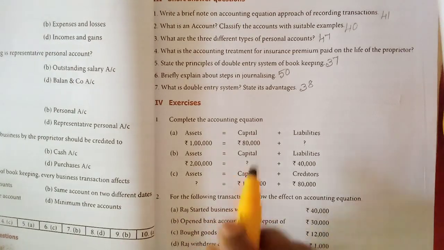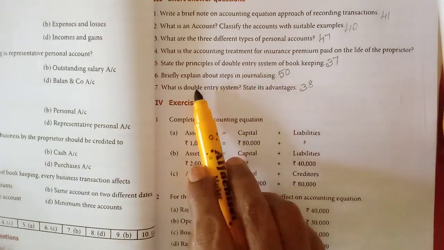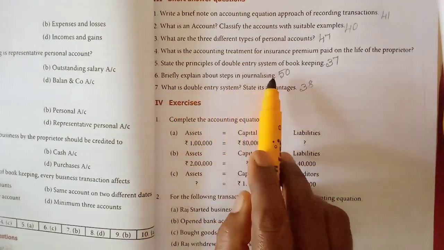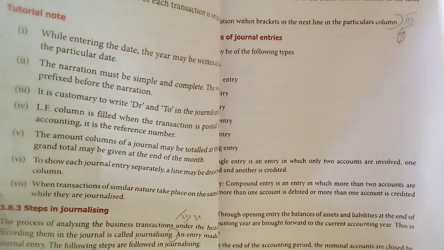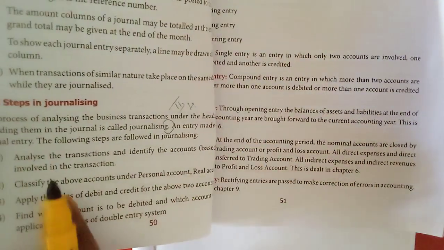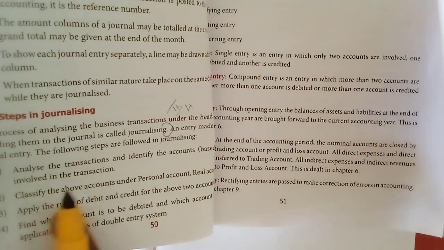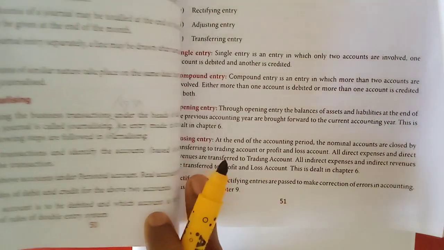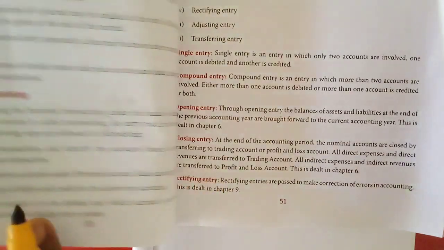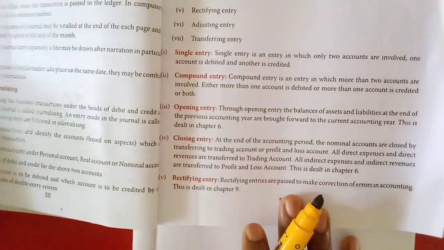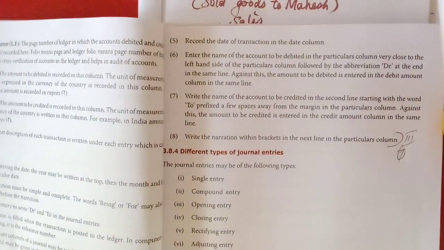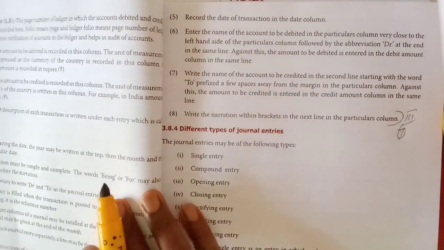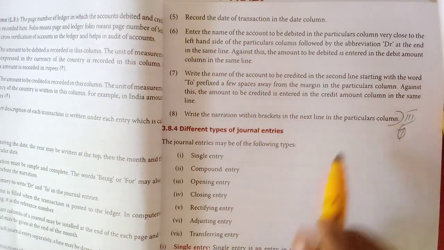Now, briefly explain about steps in journalizing. That is the same thing, 8 steps are there. Steps in journalizing: analyze the transactions; classify the above accounts under personal, real or nominal; then apply the rules of debit and credit. If you learn, you will understand. That is what I have taught you. What are the steps in journalizing? All the 8 steps you have to mark.